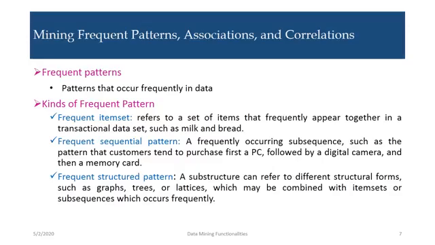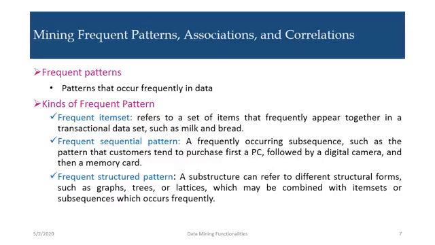Next is frequent sequential pattern. A frequently occurring subsequence, such as the pattern that customers tend to purchase first a PC, followed by a digital camera and then a memory card. Now suppose we are going to a market and we first purchase a PC, then we ask for a digital camera and then for a memory card. If most of the customers follow this particular subsequence, then we can say this particular subsequence is a sequential pattern. So it comes under the category of frequent sequential pattern.